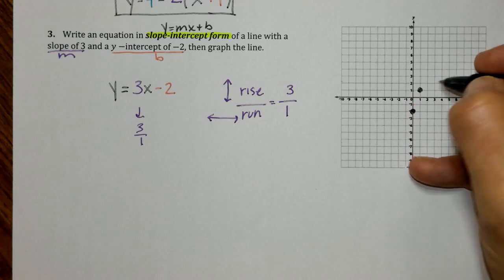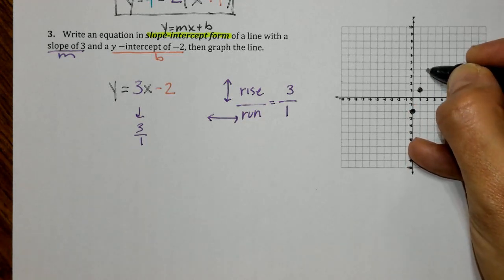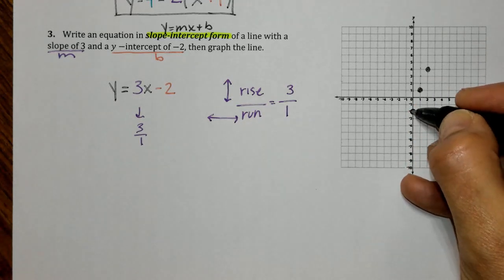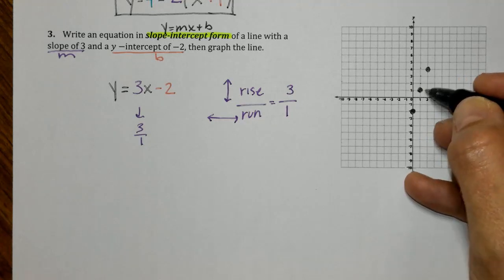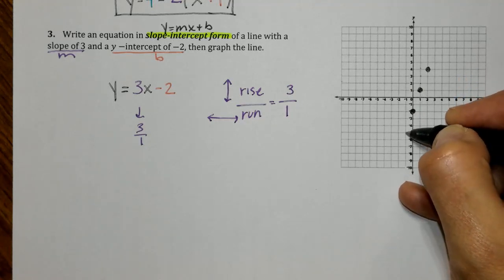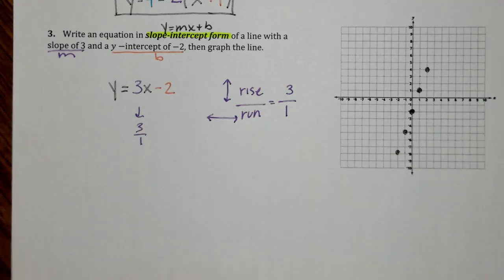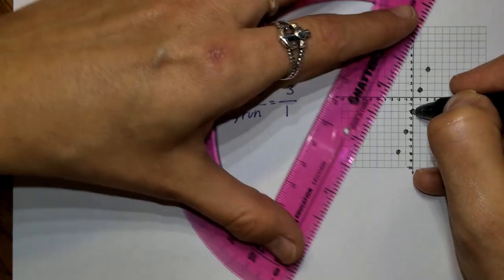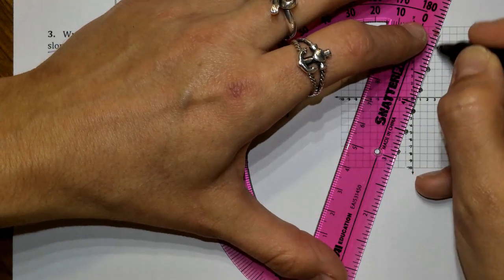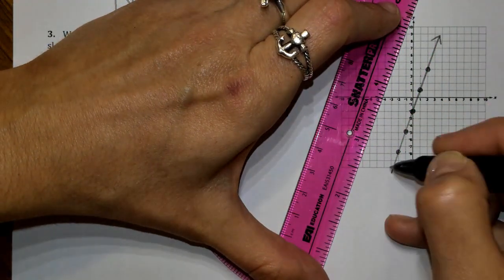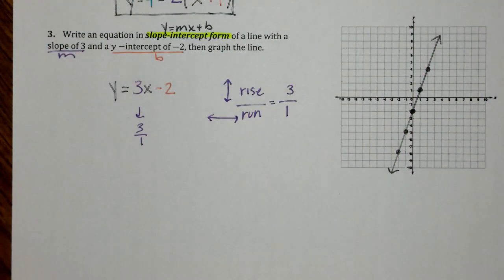And when you're graphing this, I suggest you go ahead and do a couple of these points. Go the opposite direction too. Instead of up 3, right 1, go down 3, left 1. Get a couple of those points on there in both directions. It'll make it a lot easier to draw that line in. And then here we go. It doesn't have to be perfect, but we should have our line right there.